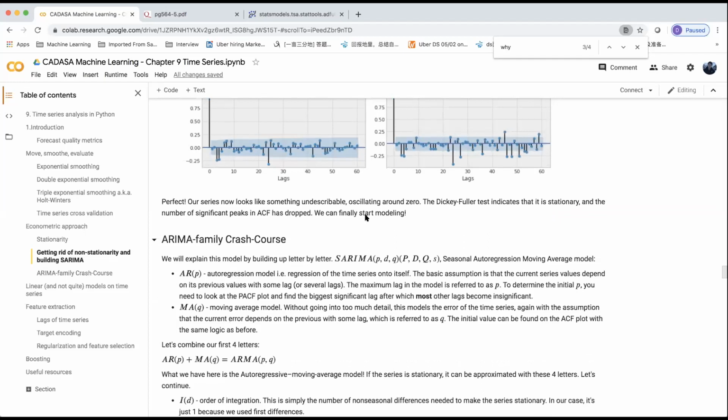But this is just specific to this case. It doesn't quite apply to other cases. It all depends on what kind of data you have.